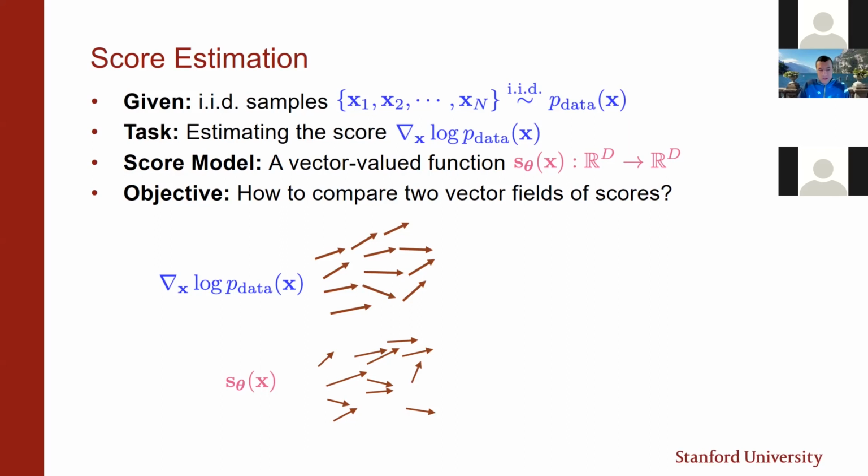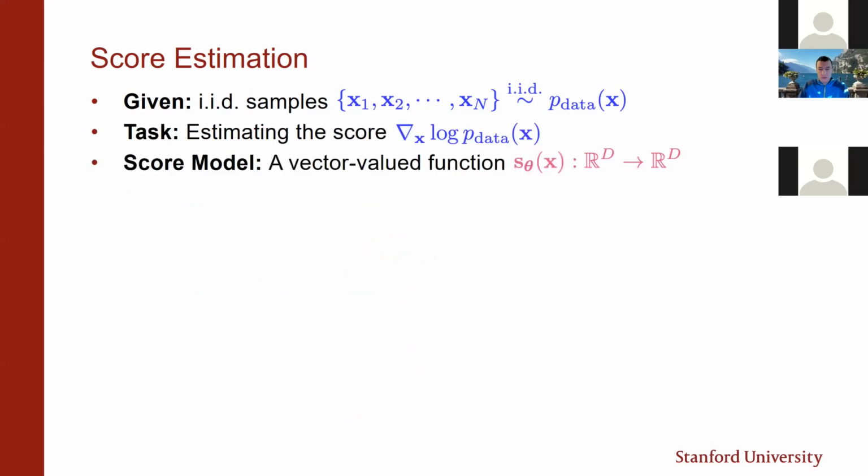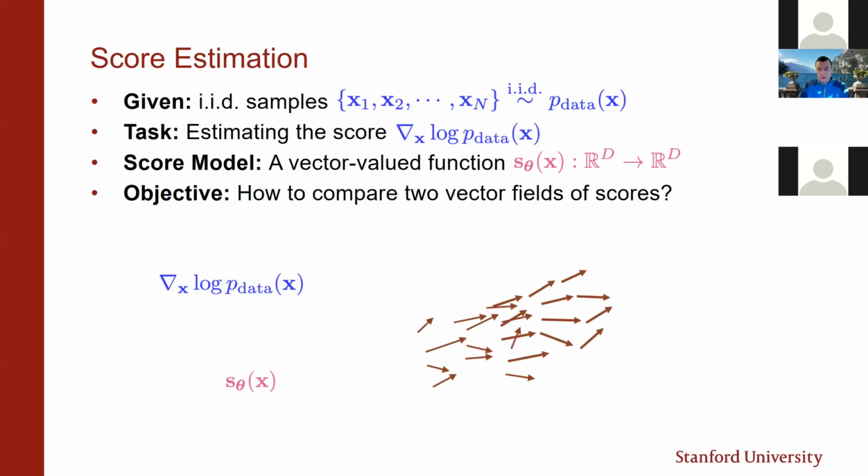And so we have two vector fields of scores. We have the true one and we have the one coming out from the model. How do we compare these two objects? A natural way to do it is to basically overlap them, and then at every point, look at the difference between the true gradient and the estimated gradient, and then reduce everything to a scalar by taking the average over the whole space. If the vector fields are similar, then the difference will be small, and so the average will also be small.